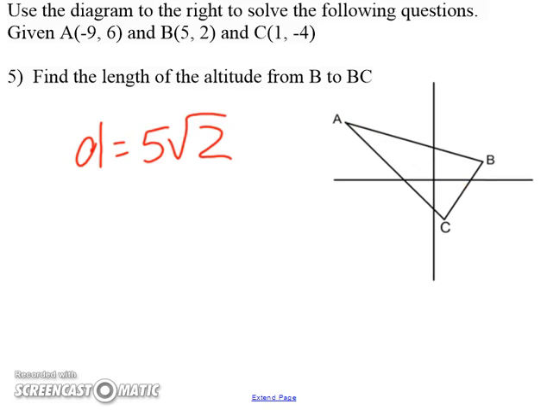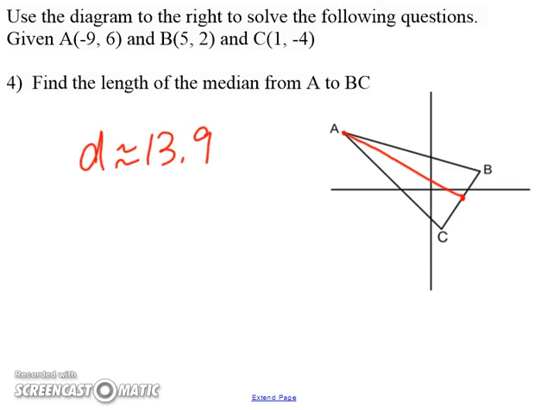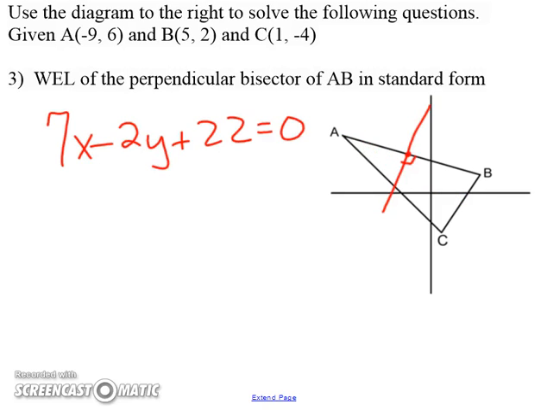Here's answer number 5. Number 4, and number 3.